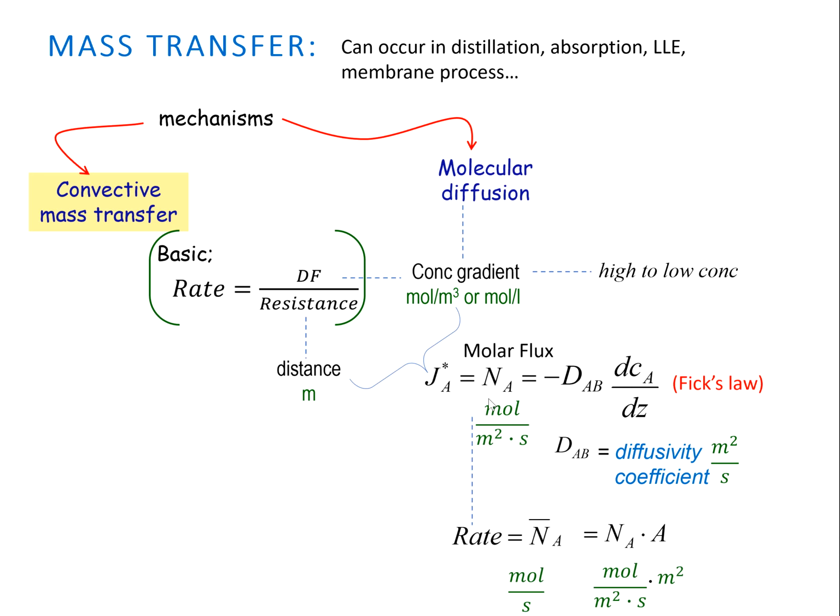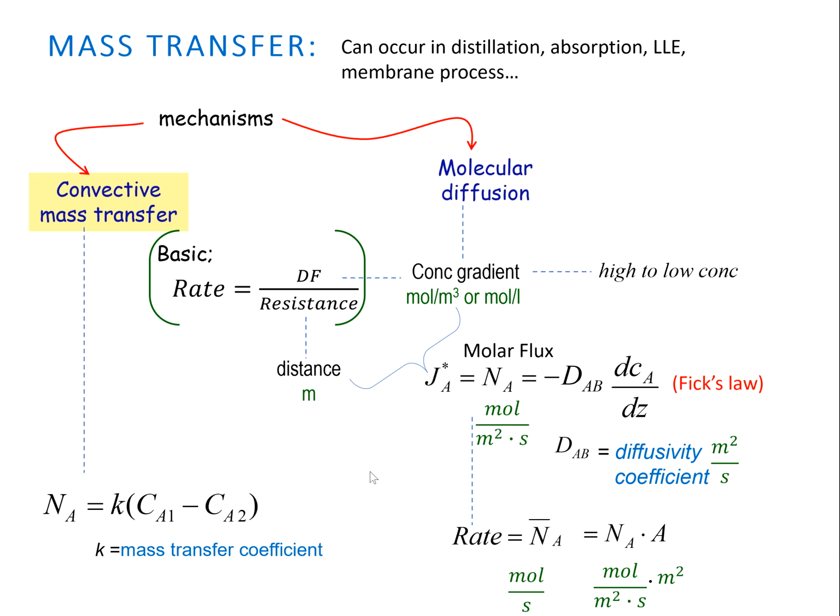Now, we also have molar flux for diffusion from last time, and the molar flux is governed by Fick's law. The unit is mole per meter squared, and the relationship between molar flux and molar rate is as follows. Molar flux times the area gives the molar rate, which is in mole per second. The symbol for molar rate is N̄A.